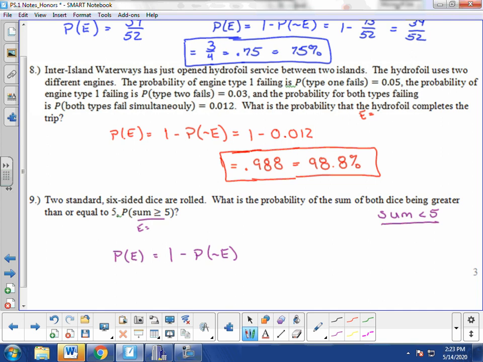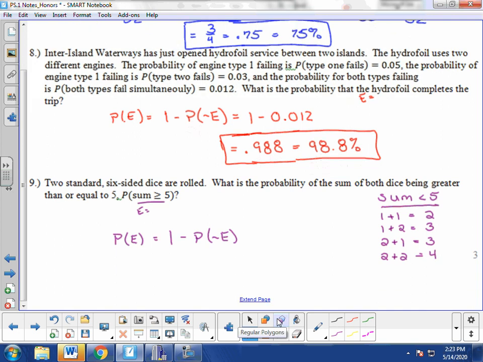Well, I could roll a 1 and then a 1. This would give me a sum of 2. That works. I could roll a 1 and then a 2. This would give me a sum of 3. That works. I could roll a 2 and then a 1. So same numbers but different order. This would give me a 3. That works. I could roll a 2 and then a 2. This would give me a sum of 4.